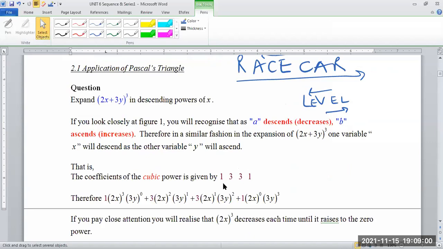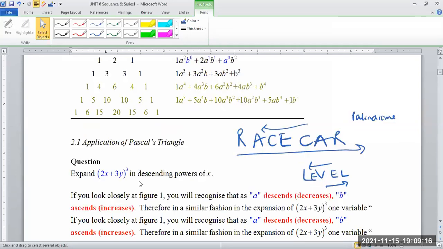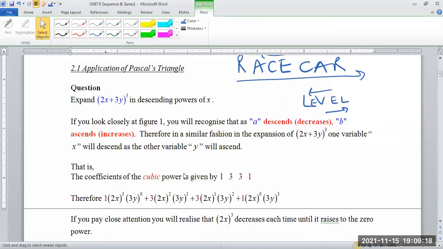All right. So the second letter, just like in race car, because the first letters will be the same, the second letter tells me what it is. Second digit here will tell me what power I'm in. All right. Let's go. So remember, A descends while B ascends. A descends while B ascends.